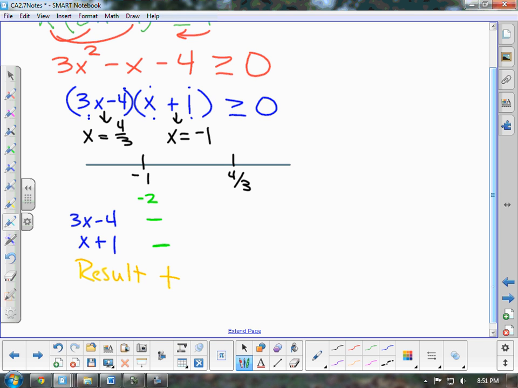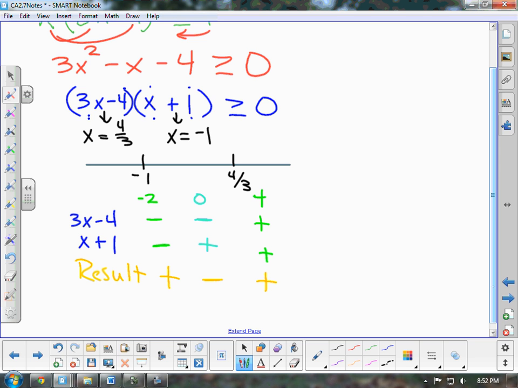Then our second test value, between a negative 1 and a positive 4/3, we will use 0 again. If you substitute 0 into here, that's going to be a negative. Substituting 0 into x plus 1 is going to be positive. Multiplying these two things together is going to get you a negative answer. And finally, our last test value is something bigger than 4/3, so we're going to go with, say, 4. That is going to be 12 minus 4, which is positive, 4 plus 1, which is positive, and our result then is also positive.